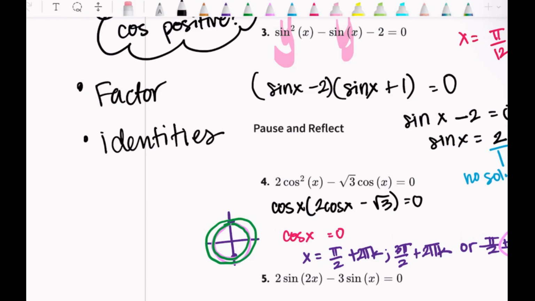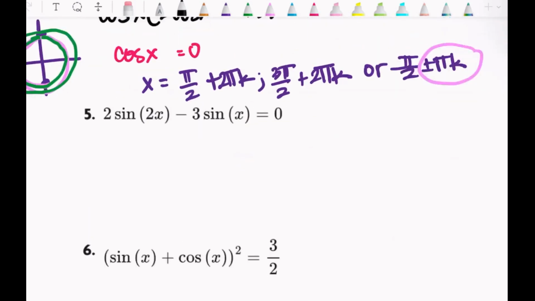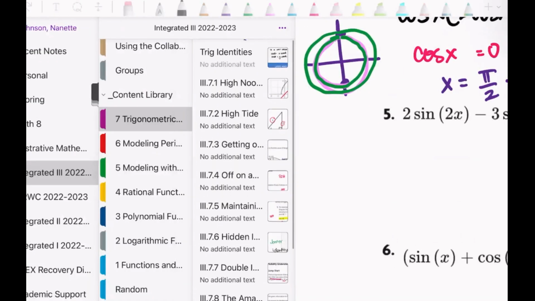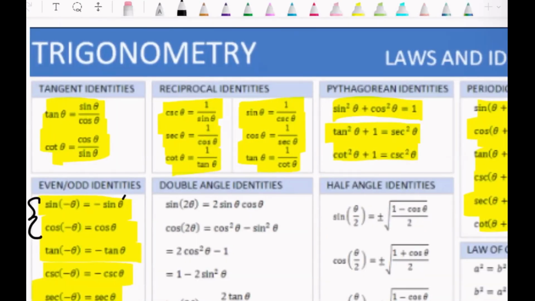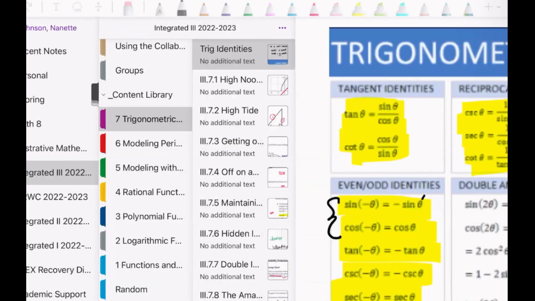And some of you already recognize this identity. You see the double angle sine 2x. So the double angle formula looks like this: sine 2 theta equals 2 sine cosine. So I'm going to be using that identity.